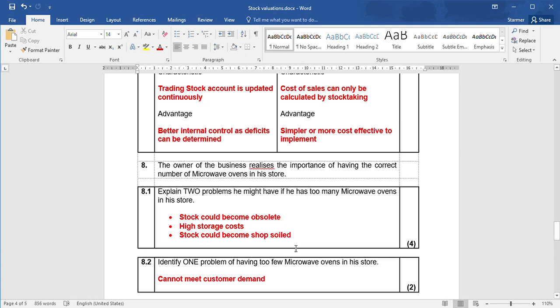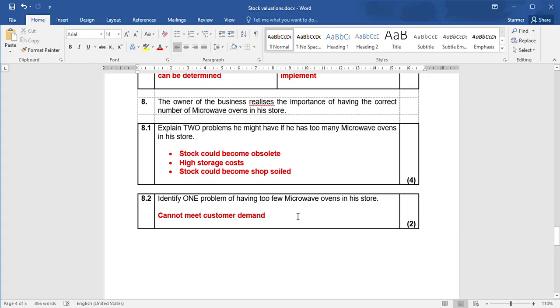And the stock could become shop soiled. Okay, customers look at them, they move them, they touch things, they actually become a little bit dirty, shop soiled, damaged maybe as well. Then one problem of having too few microwave ovens, there you can't meet customer demand. There's nothing more frustrating for a customer to go to a particular shop to want to purchase something and find that that supply is out of stock. Then they're going to go elsewhere and probably not come back to your business anyway. So you must be able to meet customer demand at all times.